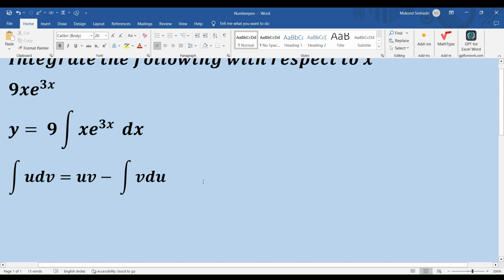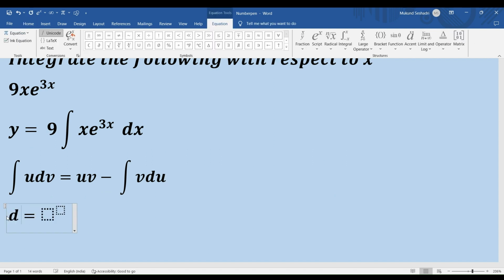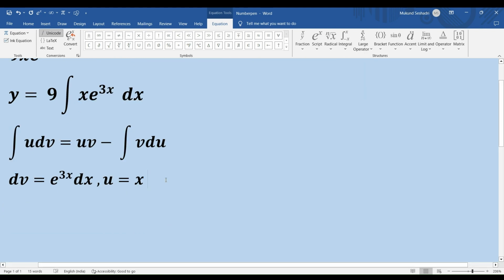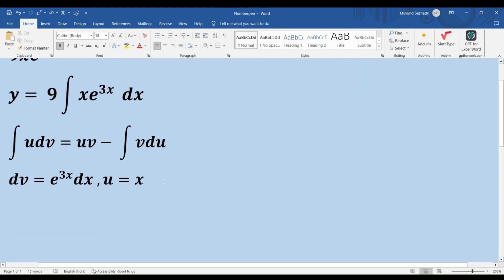So as far as integration by parts is concerned, the challenge here is identifying our u and v, right? So in this particular case, let's assume that dv is equal to e to the power 3x dx and my u equals x, right? Now, there is also another possibility where I assume that my dv equals x dx and my u equals e to the power 3x, right? Key to solving all these problems quickly is identifying the right u and v combinations here, right?